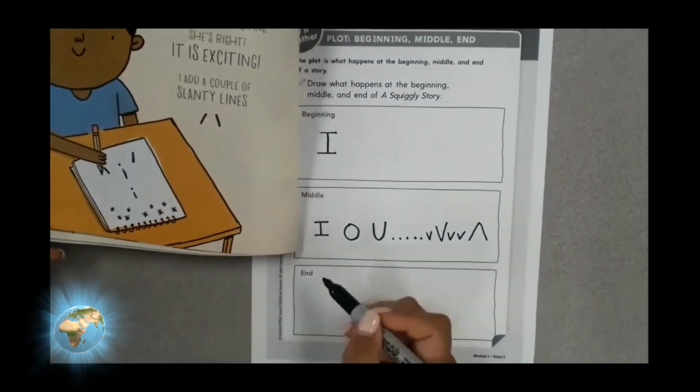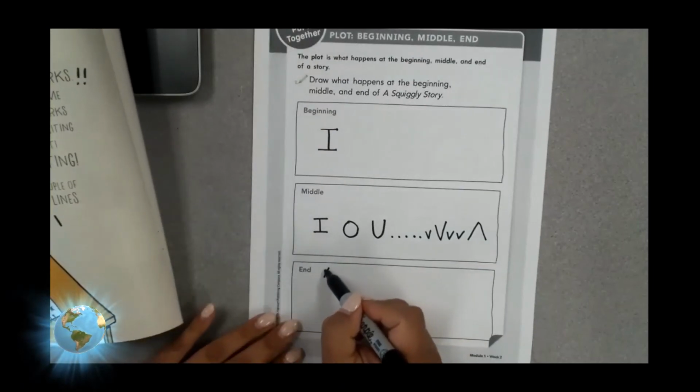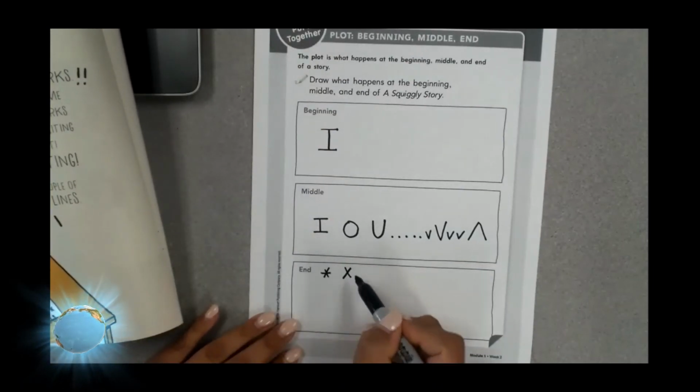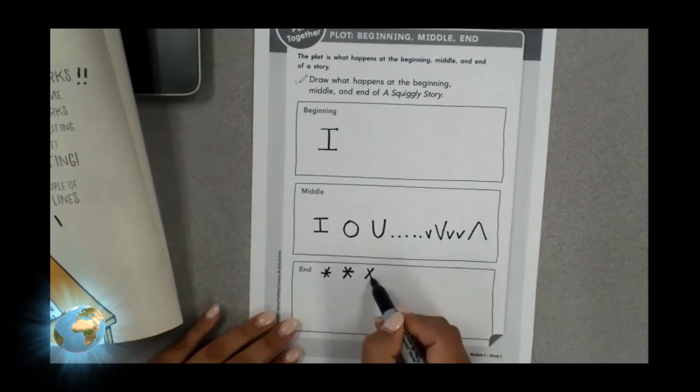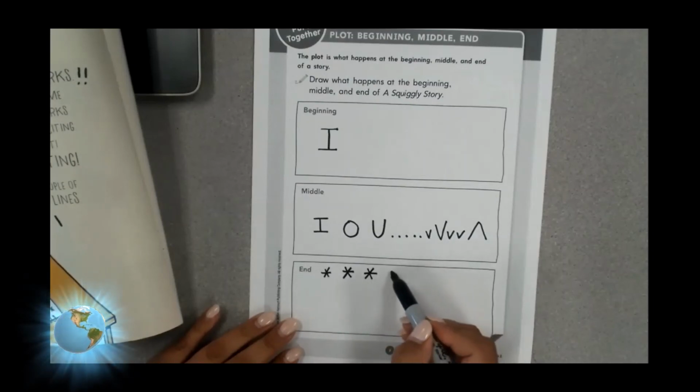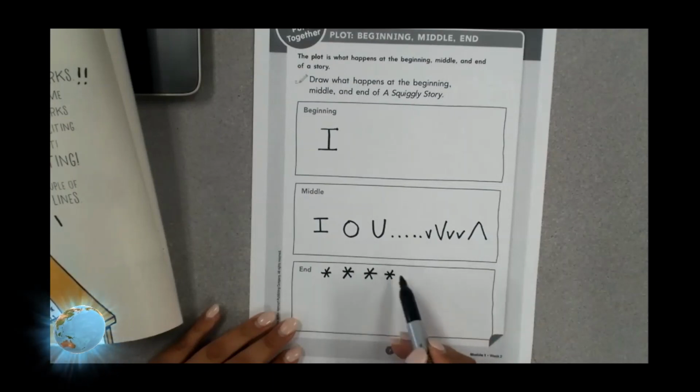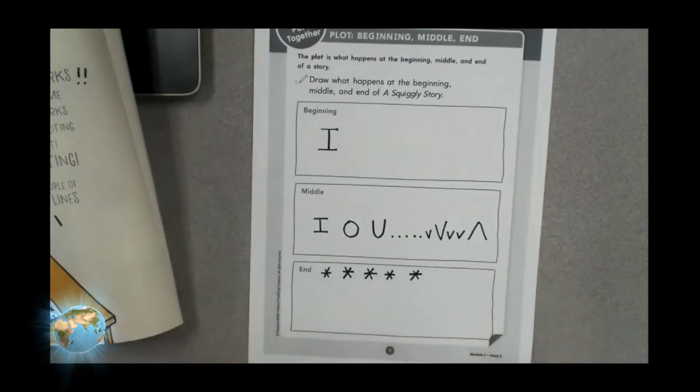Stars. So at the end of the story, he did a bunch of stars. I'm gonna make an X, and then a line in the middle, X, a line in the middle, X, line in the middle. And that's how the boy started his stars.